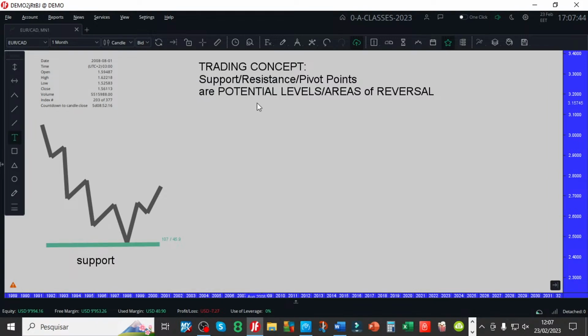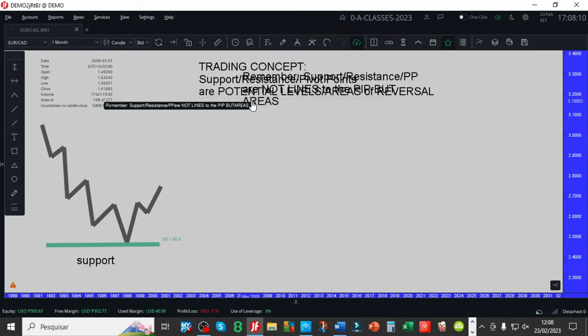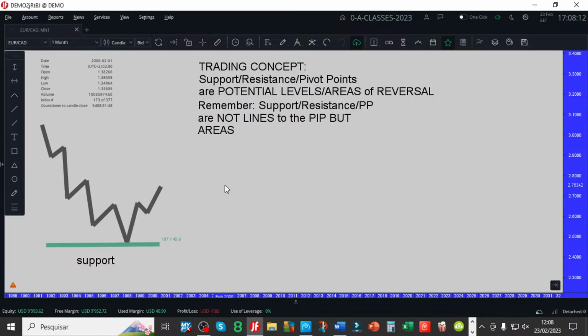Okay, so one more thing. Remember, support slash resistance slash PP, pivot points, are not lines to the pip, but areas. All right, okay. So this is support. The market is going to make lower lows, lower highs, lower lows, lower highs, and then it's going to react. Now, what is resistance?